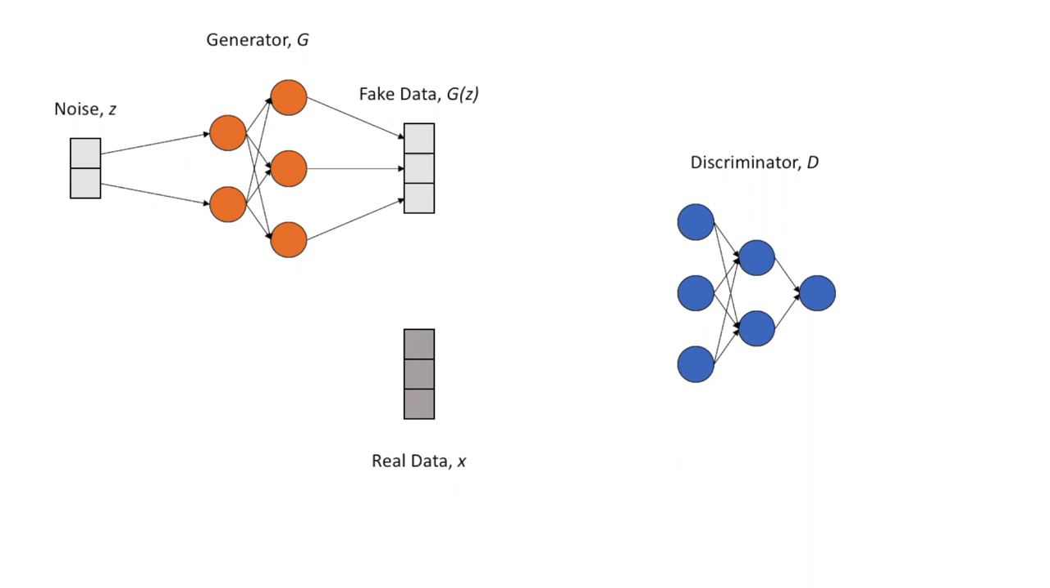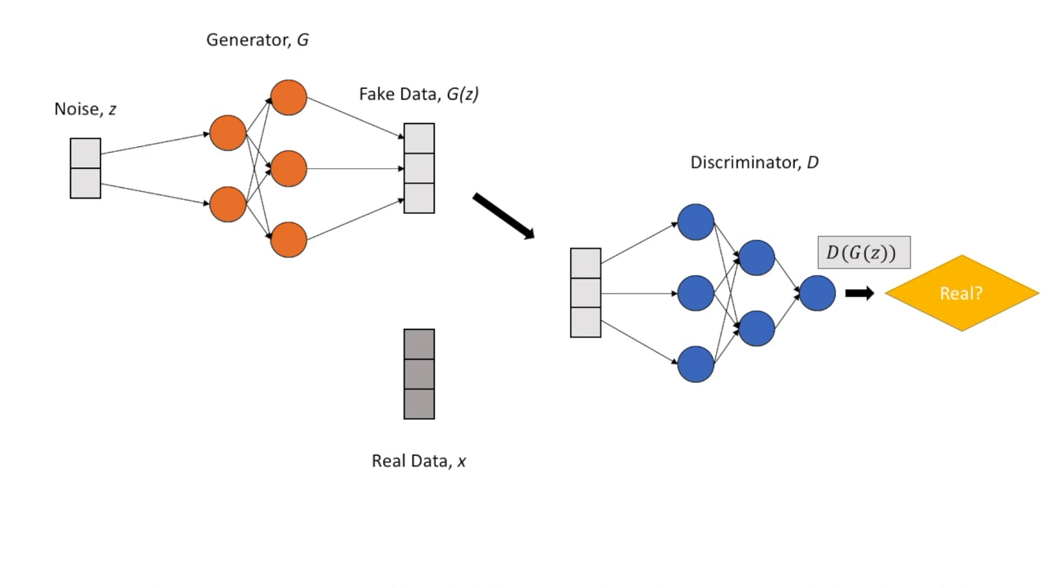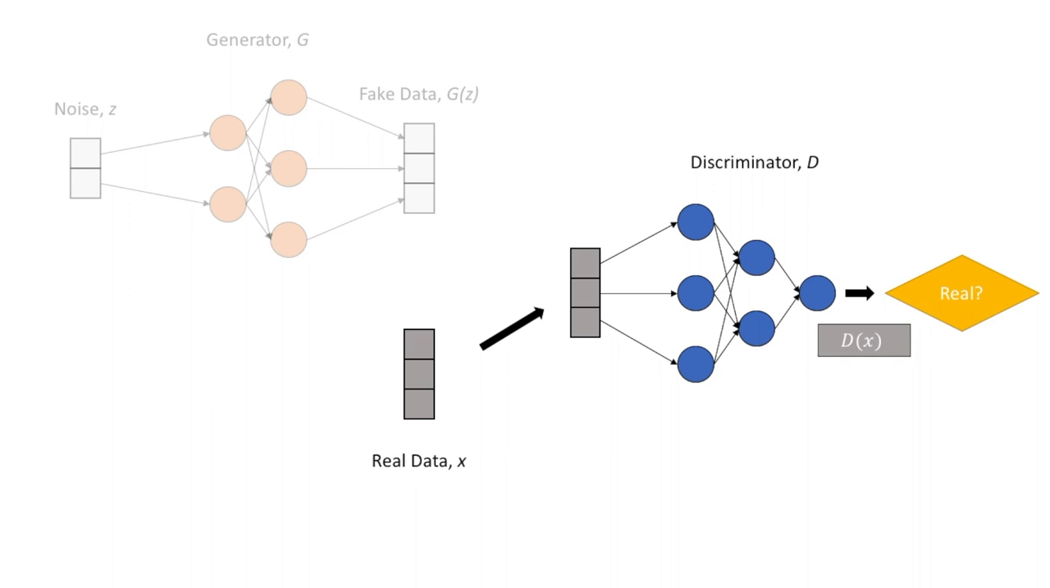The job of the discriminator is to output a single number that represents the probability the input is from the real data distribution. If we use a fake sample as input to the discriminator, the output is denoted as D of G of Z, and this represents the discriminator's estimate of the probability that the fake sample is real. If instead we use real data as input to the discriminator, the output is denoted as D of X, and this represents the discriminator's estimate of the probability that the real sample is real.